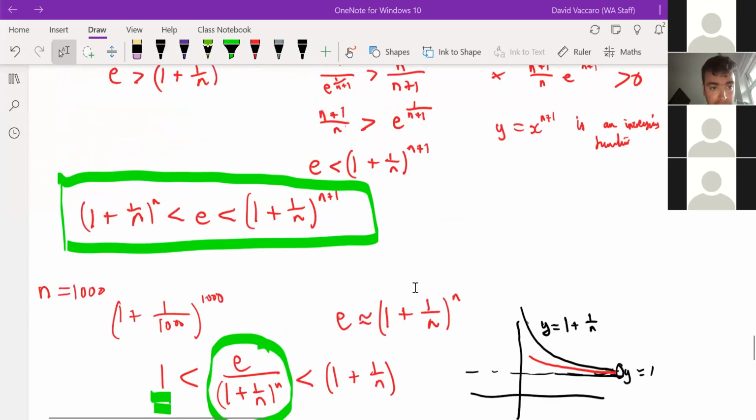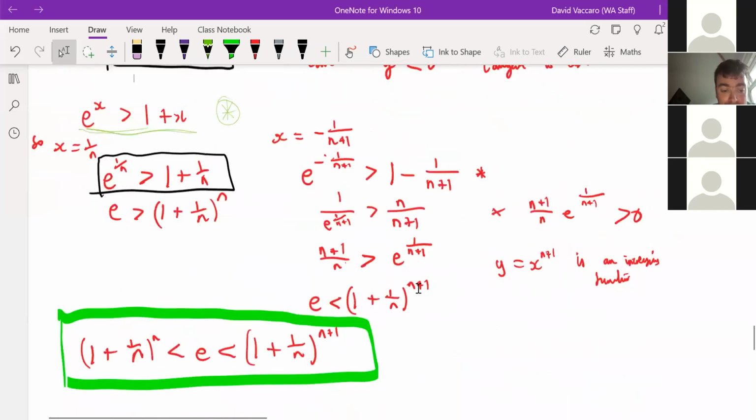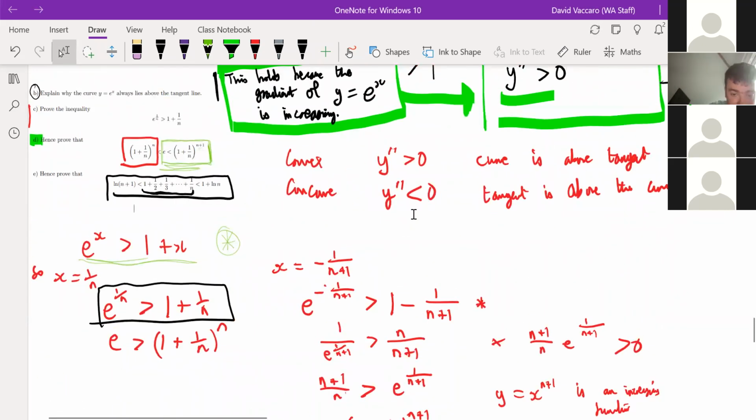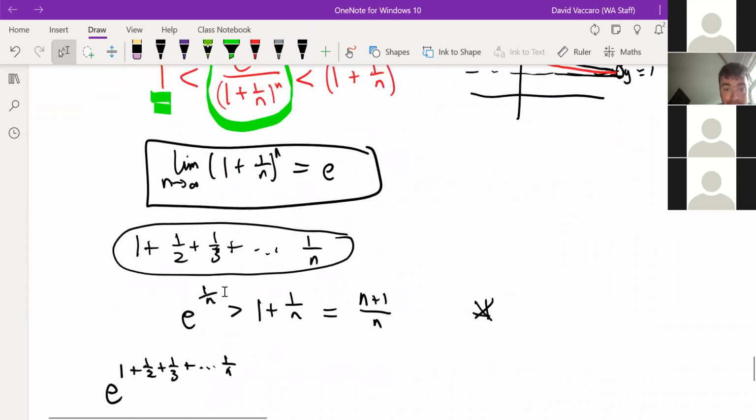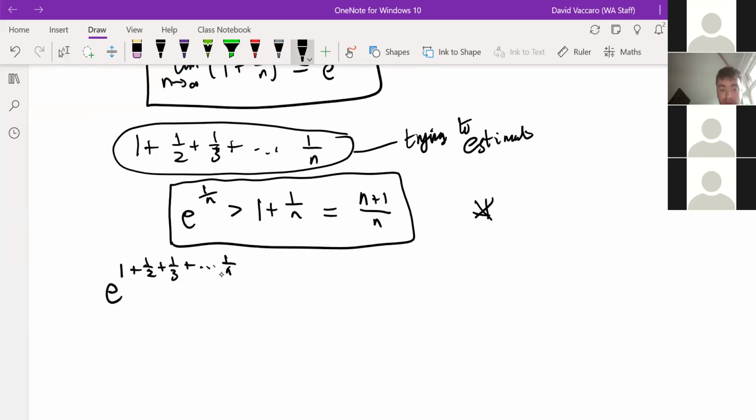So I'm not sure where people lost me, but I'm doing this part E. I'm trying to get an estimate for 1 plus a half plus a third plus ... 1 over n. And my starting point is this inequality, that e to the 1 over n is bigger than 1 plus 1 over n. Okay, so this is what I'm trying to estimate, and this is my starting point.